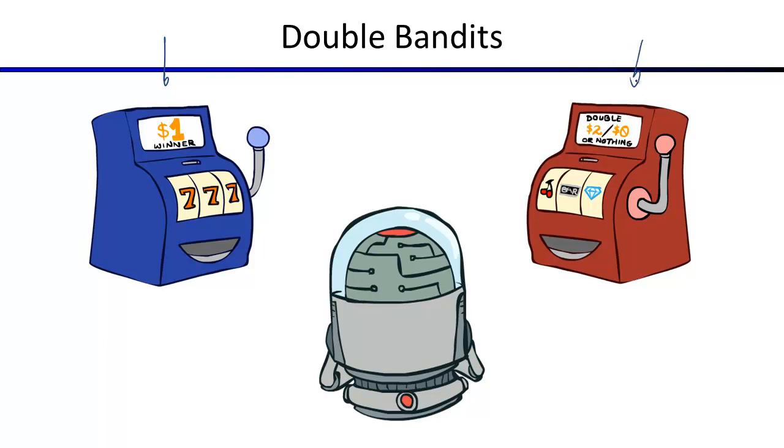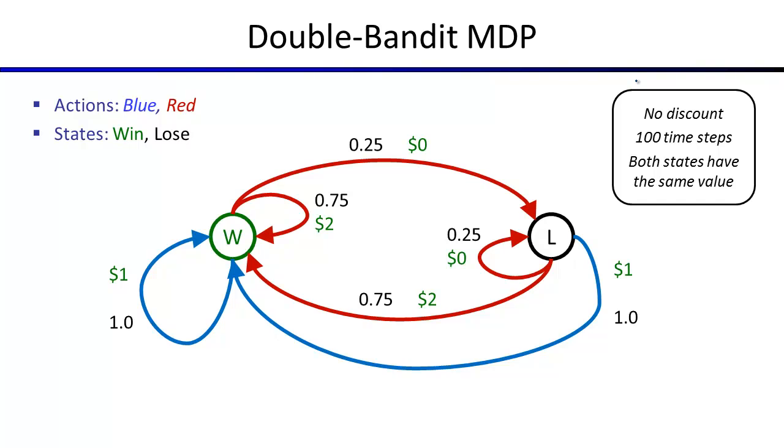Who doesn't want to go there? And the red slot machine sometimes gives you $2, sometimes gives you nothing. All right, we can model this as an MDP as follows. We have two actions available, playing the blue machine or the red machine. We have two states. The reason we have two states here is an artifact of the way we define MDPs.